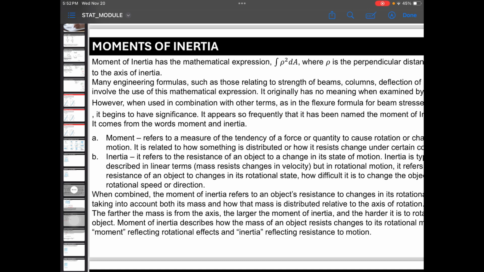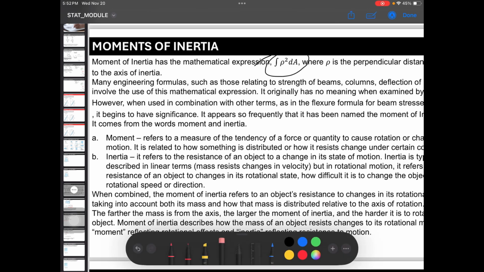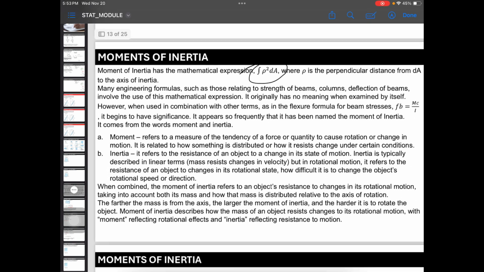So, moment of inertia ulit. This is another property ng mga cross-sections natin or mga geometric shapes ng mga materials natin. Yung kanina is the center, yung nakaraan is center of gravity, yung centroid nila. And now, this moment of inertia. Moment of inertia has the mathematical expression in integral form na to, where rho is the perpendicular distance to the axis of the inertia evaluated.